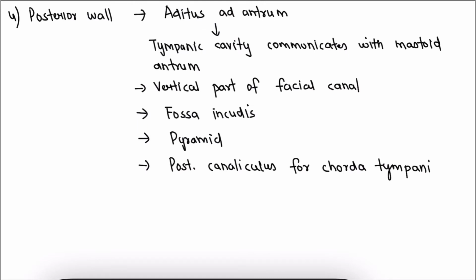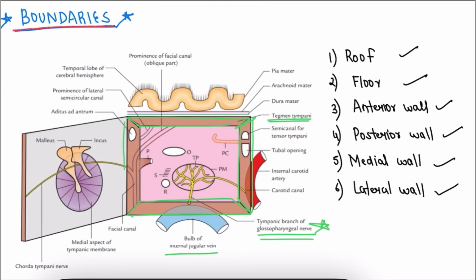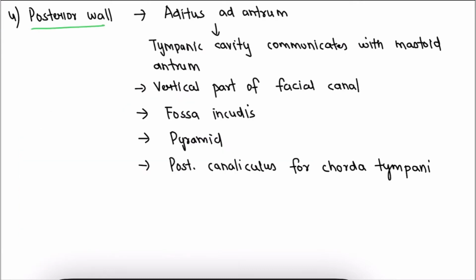Now coming to the posterior wall. If we go back to the image, this is the posterior wall. This is the posterior wall of middle ear. In the posterior wall we have to remember only 2 points, two important points. First one is the aditus ad antrum. It is an opening that connects the tympanic cavity with the mastoid antrum.